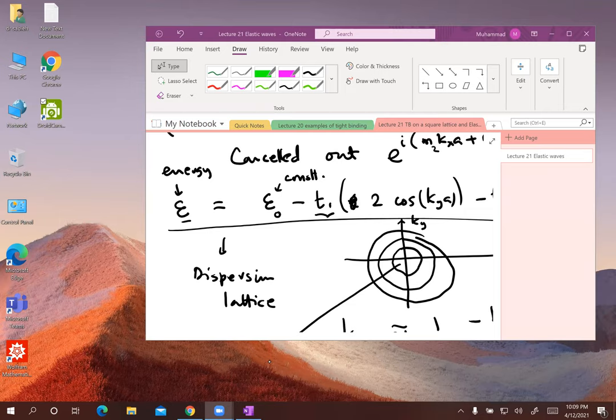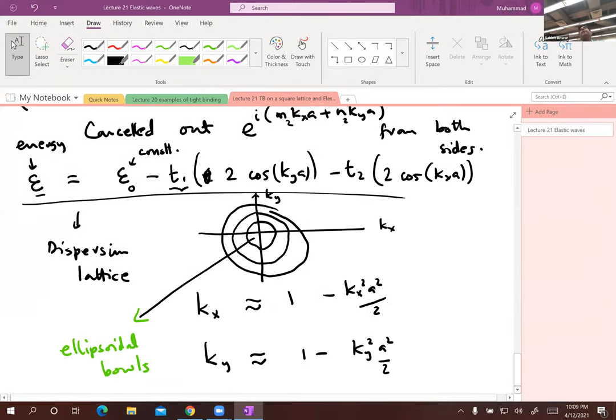Right, thank you, sir. All right, so now we're going to move to the concept of elastic waves. So far we've looked at electrons. We started off our discussion with free electrons and had no potential whatsoever, and we got a parabolic relationship.